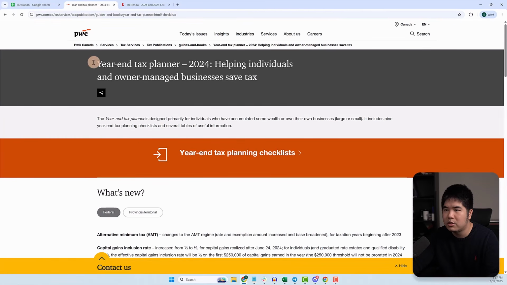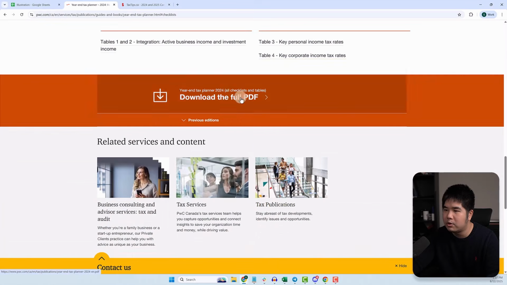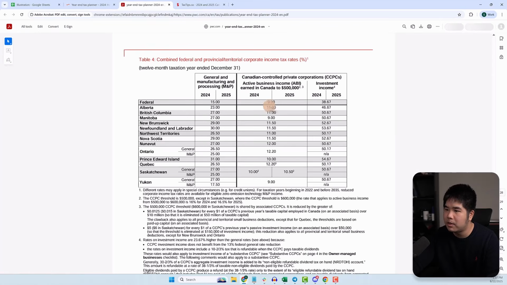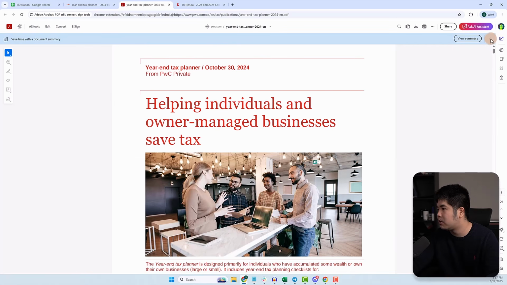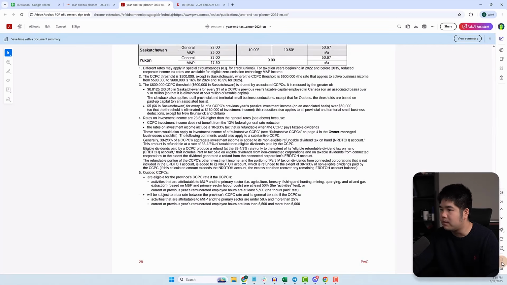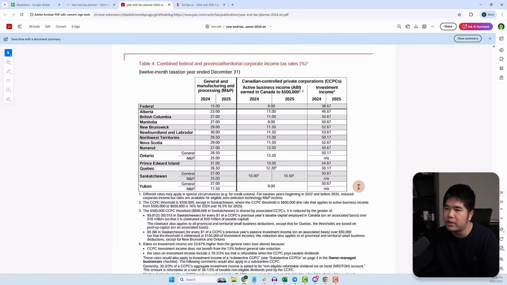But if you go to Google and you search year-end tax planner 2024, PwC, you will get to this page. Then you just click year-end tax planning checklist, and then you can download the full PDF. It's a very good document. You can go through it. Usually when you open, you will see this, but scroll all the way down, and then you will have this table, the combined federal and provincial corporate income tax rates.